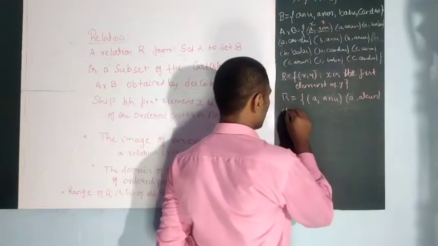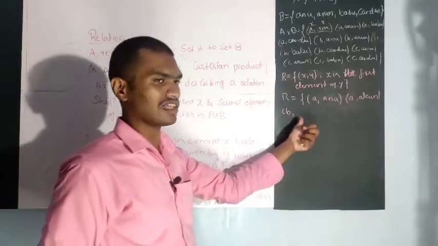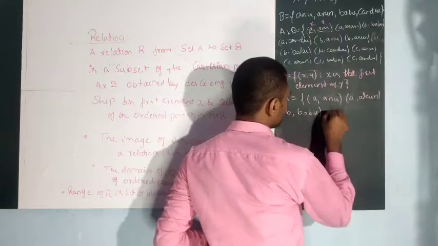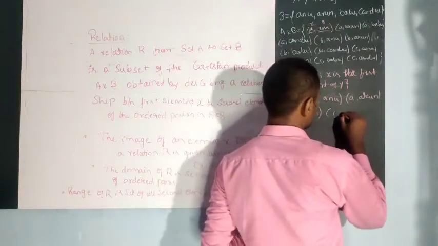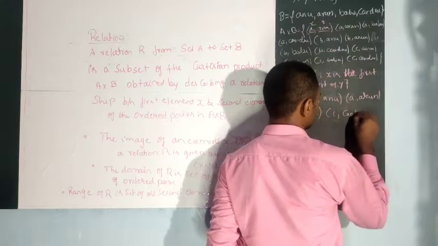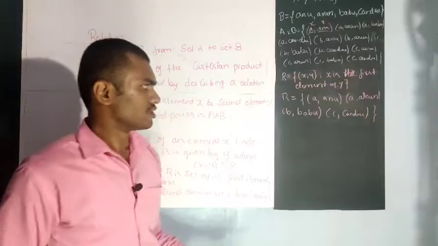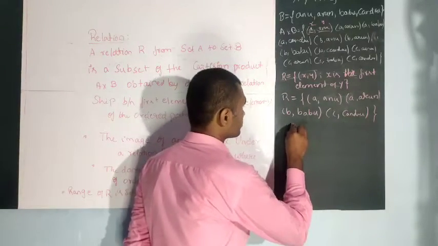In set B, which is the element starting with the letter B? Babu, right? Then with C, no other elements are there, so I will jump to C. So C with Chandru, right? So now I can map like this.